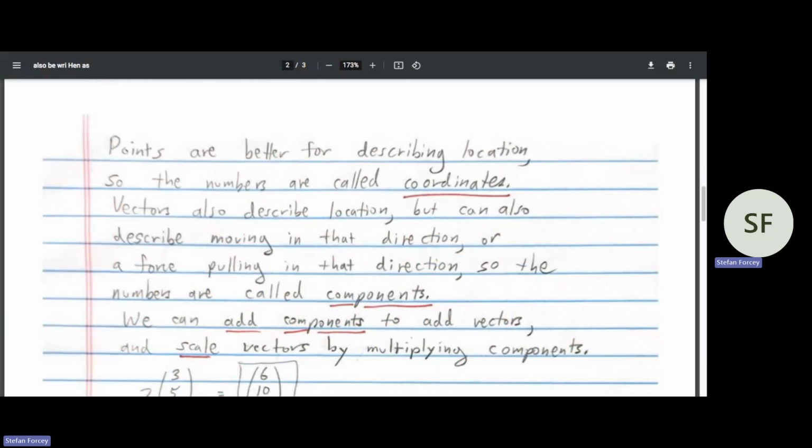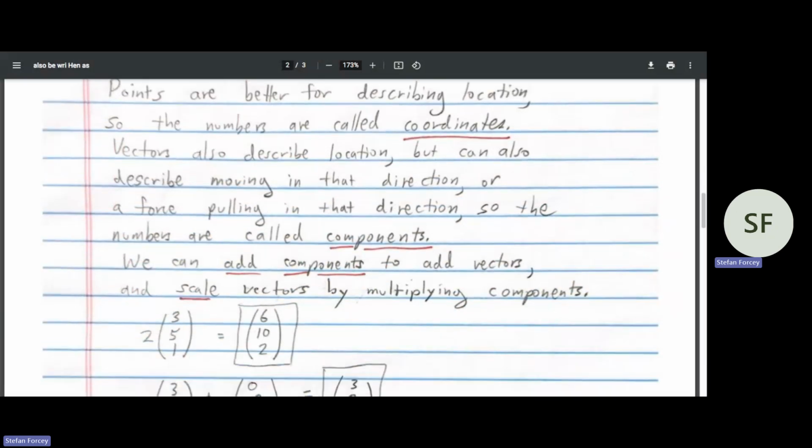So once you draw an arrow from the origin to the point, you can pick up that arrow and use it to describe that particular magnitude and direction of force anywhere you like. Since it describes that kind of a thing, we call the numbers components in a vector, but the coordinates and the components are the same numbers. We can add components to add vectors. That's the reason for calling them components. And you can scale vectors by multiplying the components.